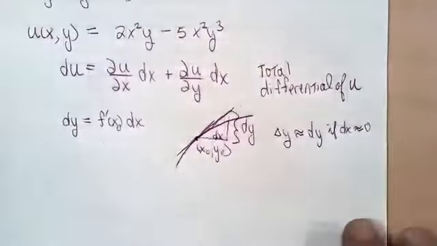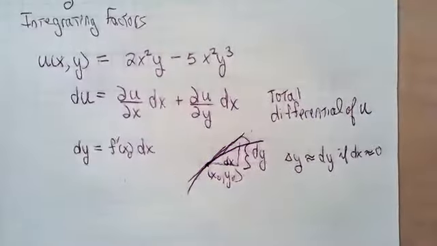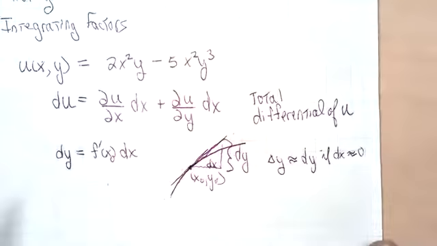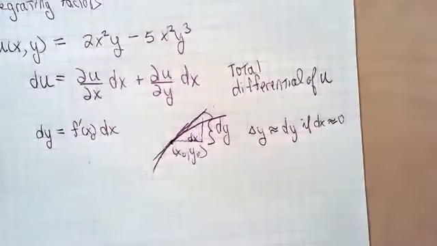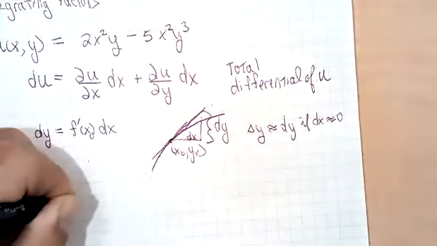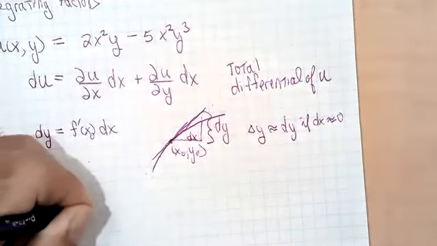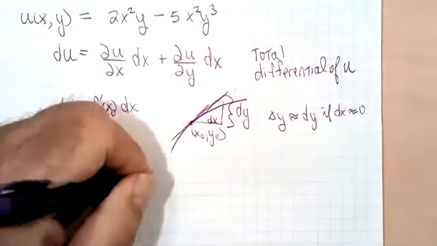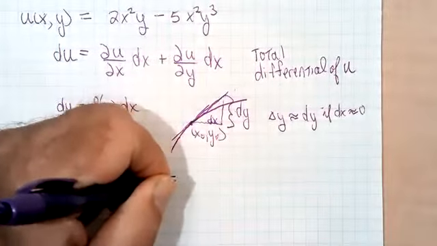Now, that's the geometry. Whether you understand it or not, I guess it doesn't matter, because we're not going to make any reference to it when we're solving differential equations. Other than this: if u were a constant function, then if you took the total differential of u, you would have to get the 0 function.